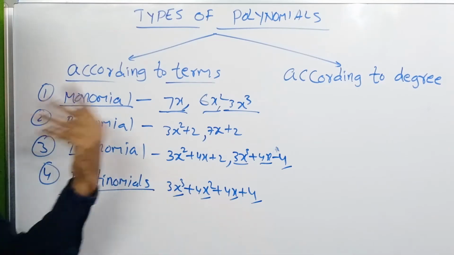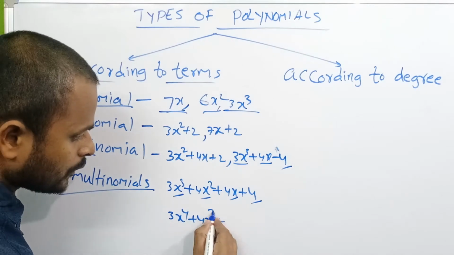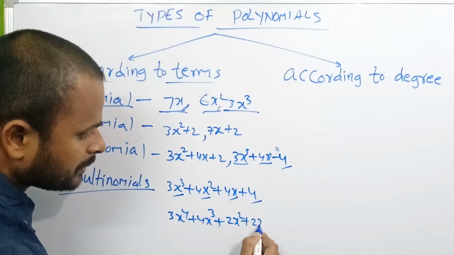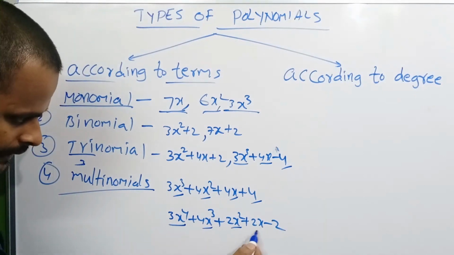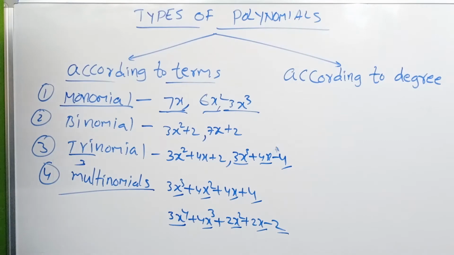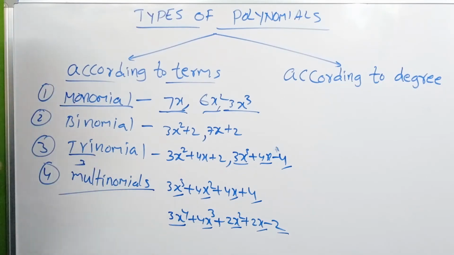Or a polynomial having 5 terms, 3x power 4 plus 4x cube plus 2x square plus 2x minus 2. How many terms here? 1, 2, 3, 4, 5. Means 5 terms. So a polynomial having more than 3, either 4 terms or 5 terms or 6 terms or more than 3 terms, that kind of polynomials are called multinomial.